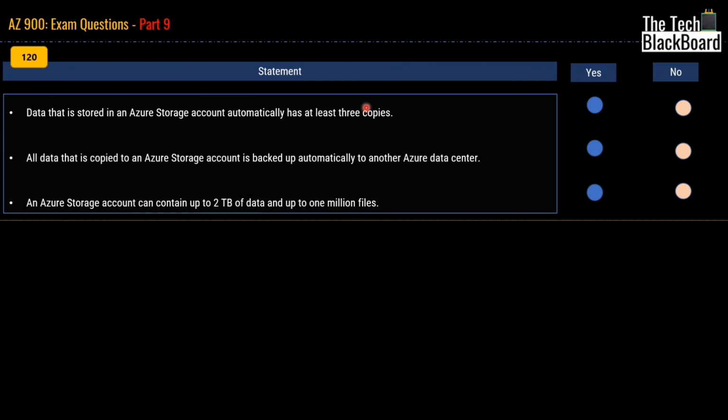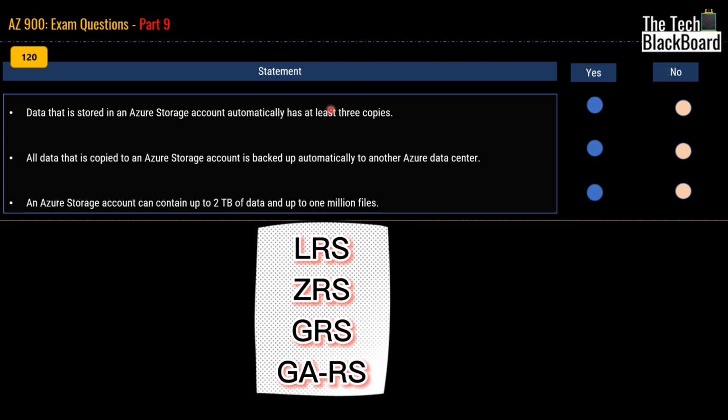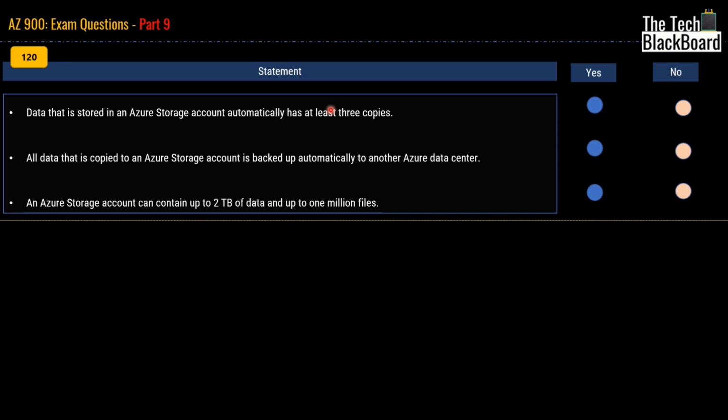Coming to our question number 120. This one is a yes/no type of question. Let's read the first statement. It says that data stored in Azure Storage Account automatically has at least 3 copies. Now, just to tell you more about data replication, there are actually a lot of options available in Azure for data replication, such as LRS, ZRS, GRS, or GZRS, and probably many more. LRS is the minimum of them, and it's also known as locally redundant storage, and the data is replicated in this one synchronously 3 times within the primary region. So that's why this statement is yes.